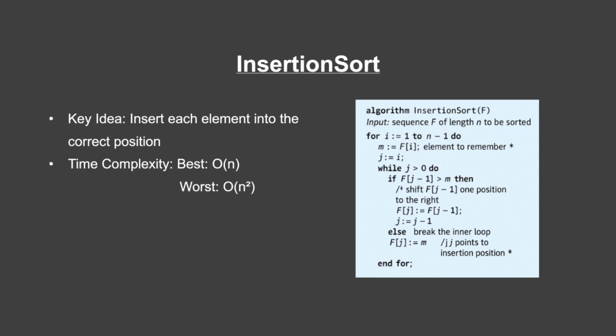It performs very well on nearly sorted data, so it has a linear time complexity in the best case, because if our data is already sorted we just have to iterate through our list once. But in the worst case, like a reversed list, its time complexity also becomes n squared.